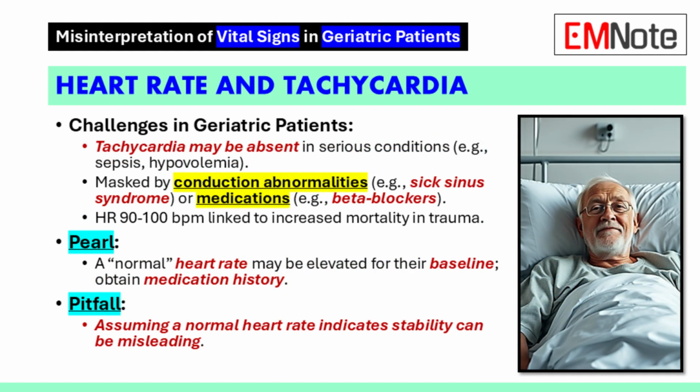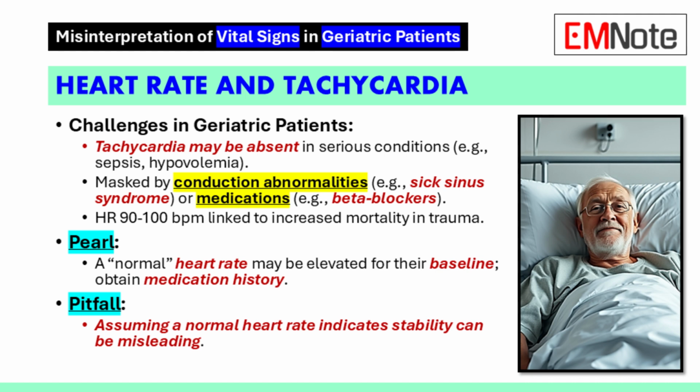Heart rate and tachycardia. Tachycardia, which is often expected in serious conditions like sepsis or hypovolemia, may be absent in older adults. This can be due to intrinsic conduction system abnormalities, for example, sick sinus syndrome, atrial fibrillation, or the use of medications such as beta blockers, calcium channel blockers, or digoxin. These factors can mask the expected heart rate response to physiological stress.